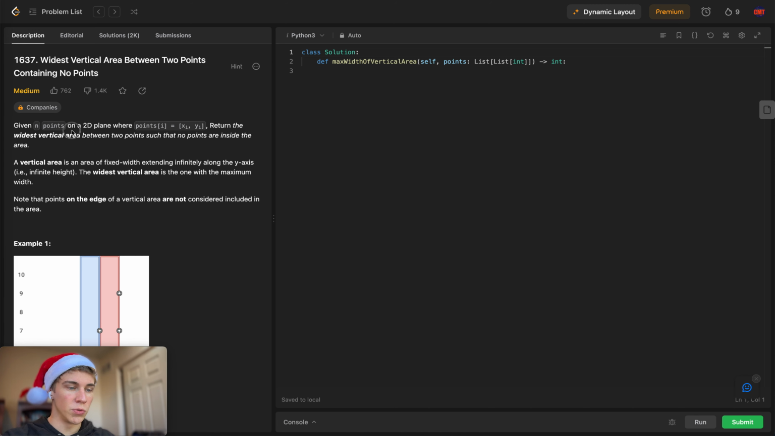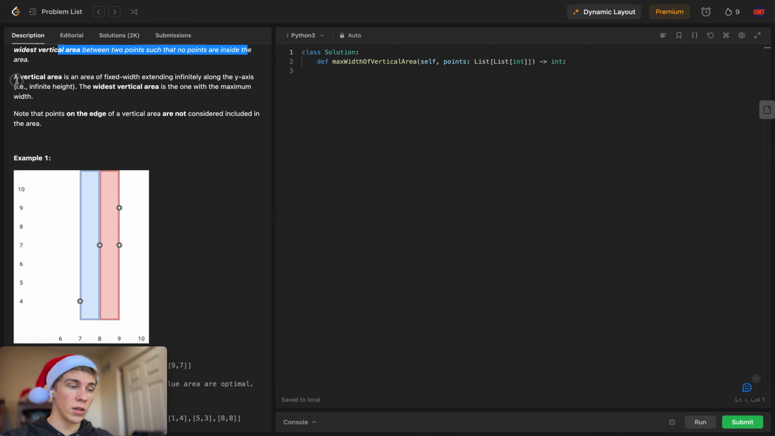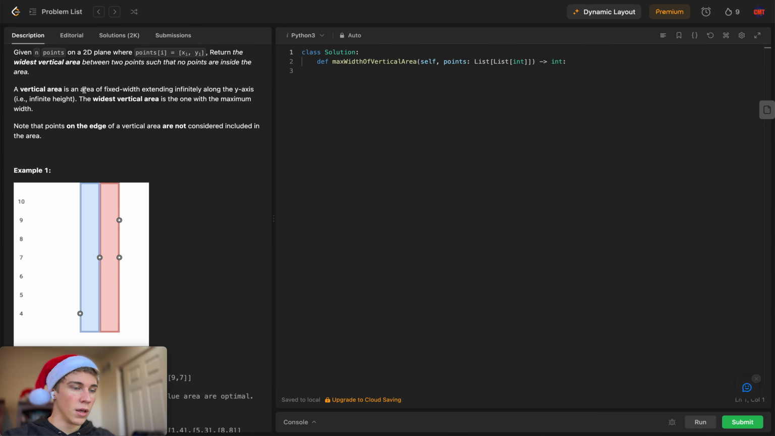Given n points on a 2D plane where points[i] is a length 2 array, return the widest vertical area between 2 points such that no points are inside the area. A vertical area is an area of fixed width extending infinitely along the y-axis, infinite height. The widest vertical area is the one with the maximum width. Note that points on the edge of the vertical area are not considered included in the area.